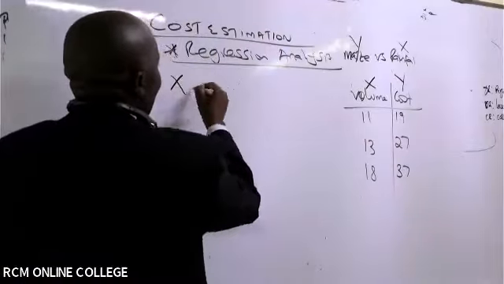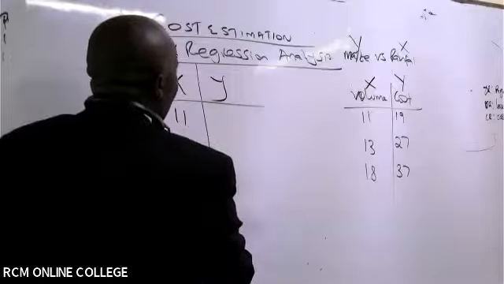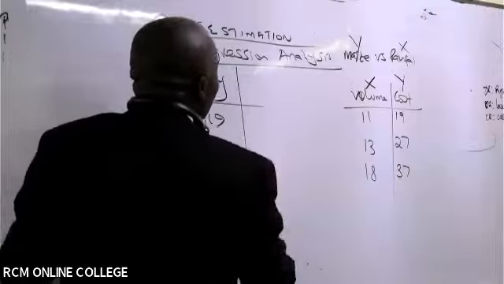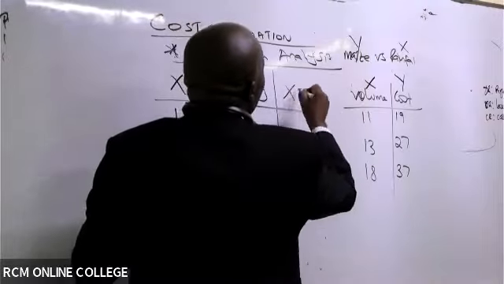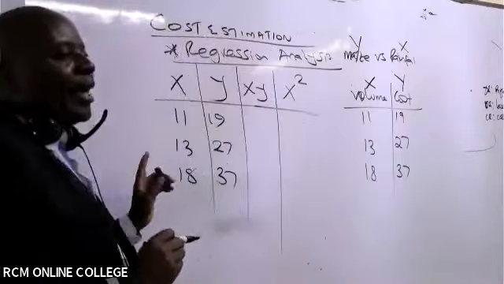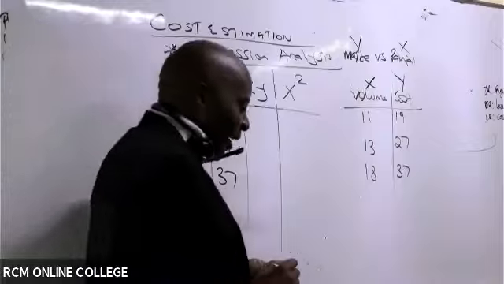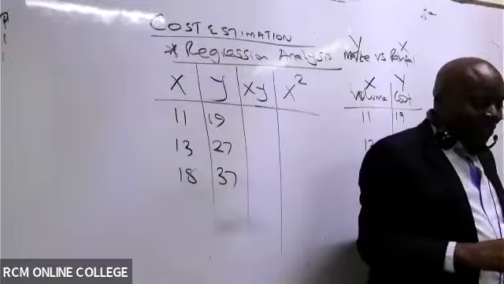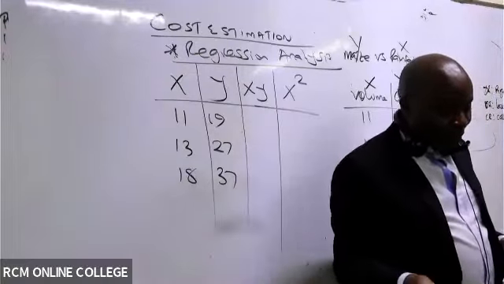I have to write mine here because of space. So I have X there: 11, 13, 18, 19, 27, 37. If it is regression analysis, we must introduce column XY and column X squared. I'm sure I'm boring some students here who were in my class last time, but in the interest of the newcomers, please allow me to repeat this pretty fast.